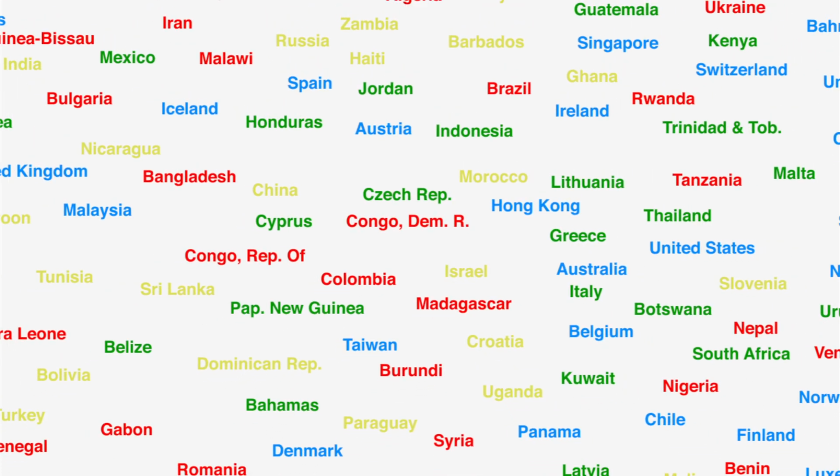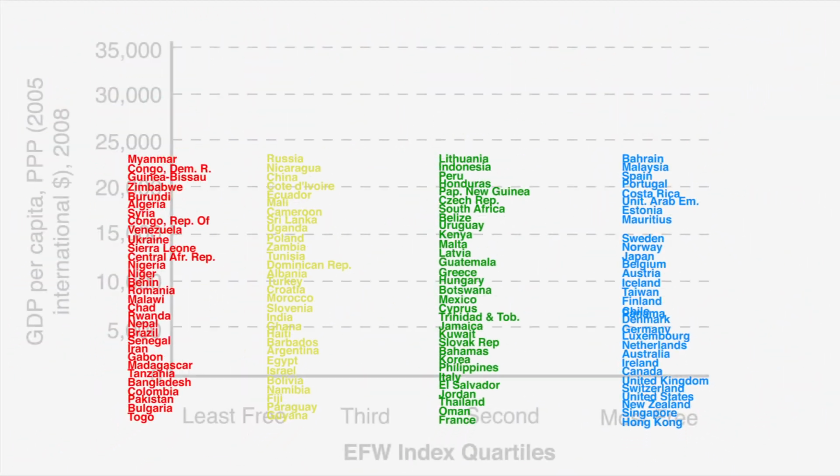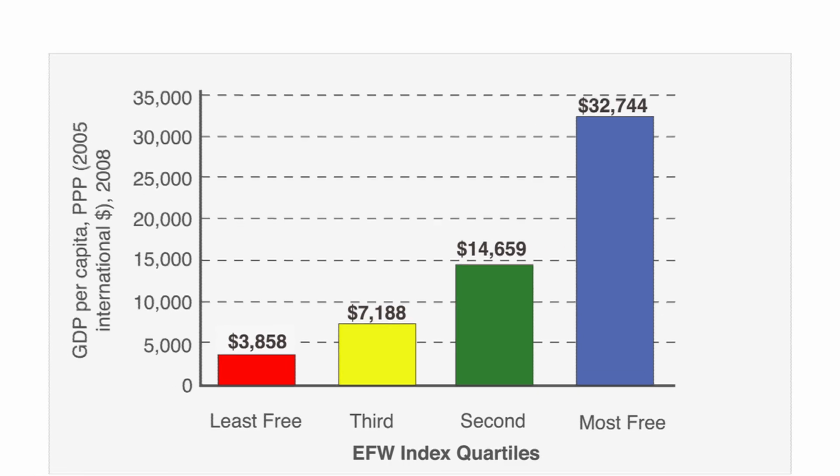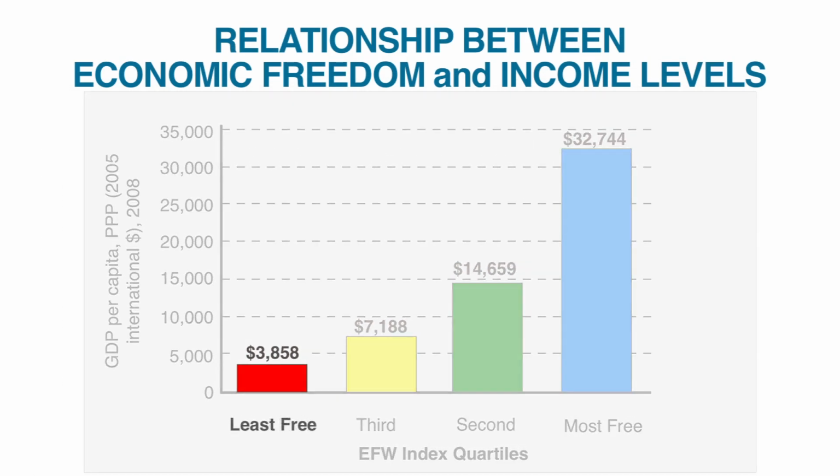Let's take these rankings and separate the countries into 4 groups, from the least free to the most free. The countries with the lowest economic freedom have the lowest GDP per capita, but the freest countries enjoy a standard of living over 8 times higher. If you think that these results are skewed by factors like geography or culture, let's look at the Korean Peninsula.